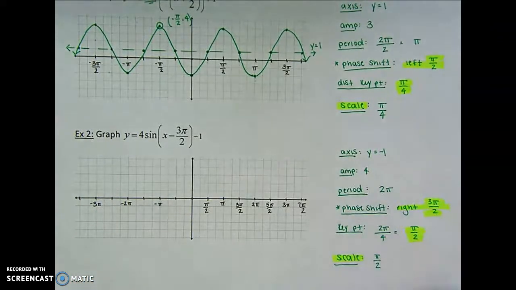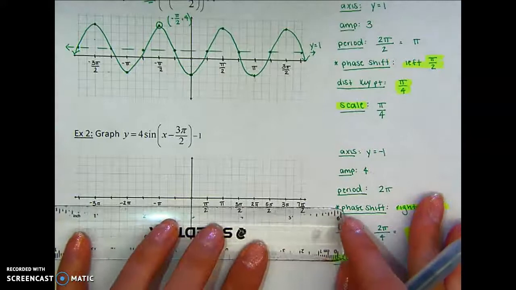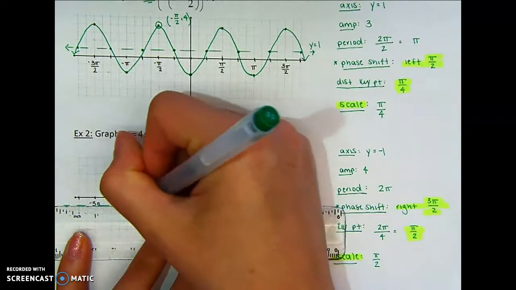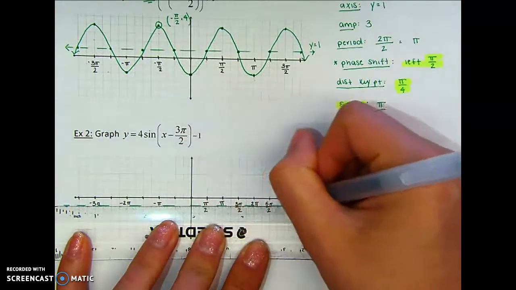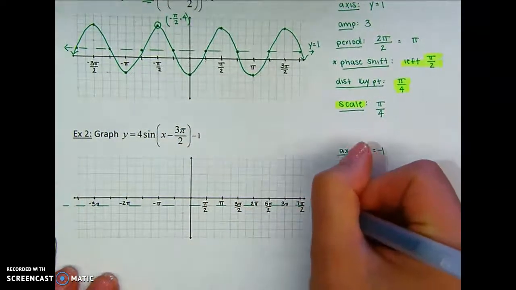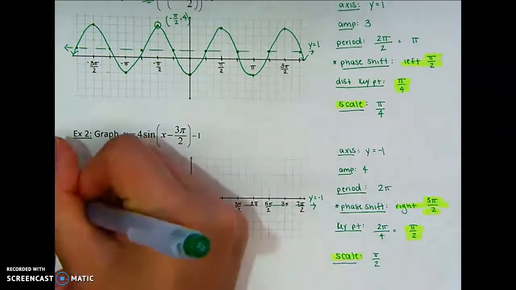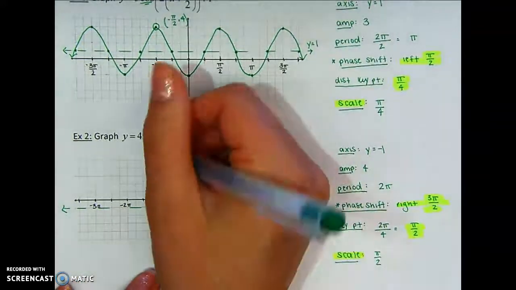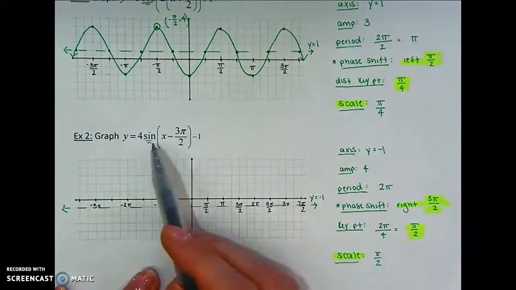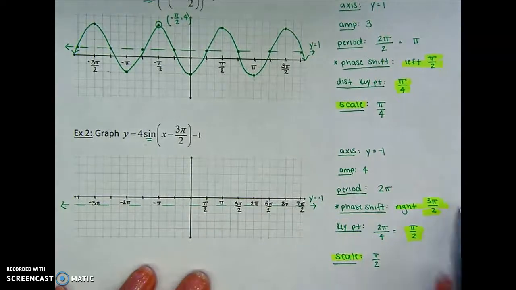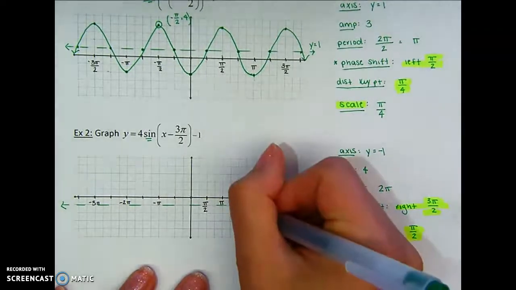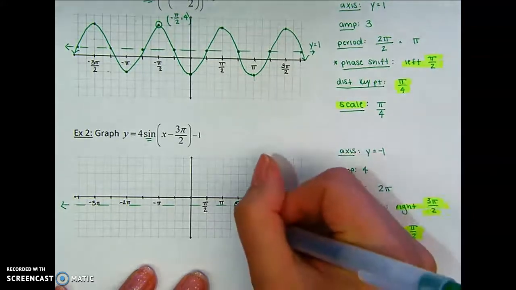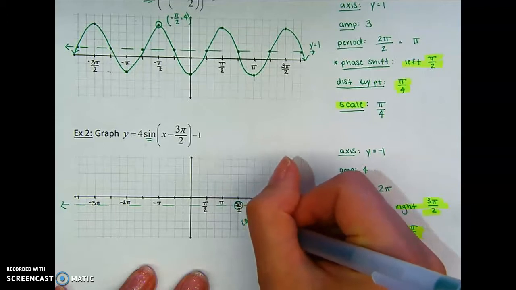Graph your axis. Let's make sure we don't mess that up. There's our midline of our sinusoidal axis. Alright, so now we have sine. Sine starts on the midline. We're going right by 3 pi over 2, so I'm going to go to the right 3 pi over 2 and plot my starting point. So starting point is at 3 pi over 2, comma -1.